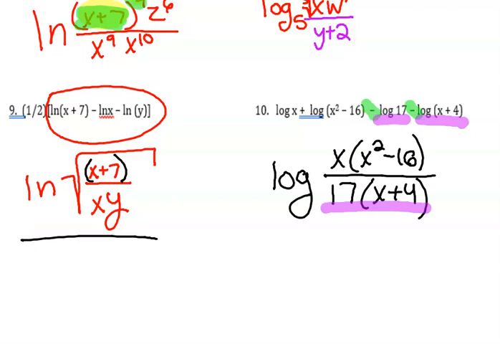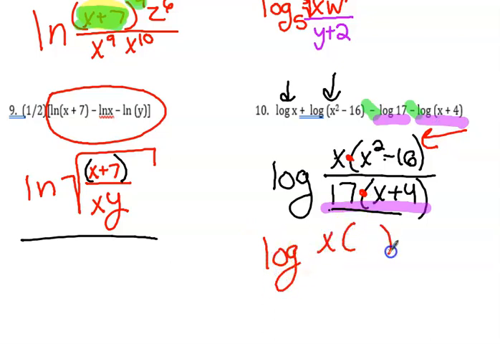All right, so if they're plus, they go on the top. So this one's a positive and this one's a plus. So those two go on the top. And then I have the minus log 17 minus log x plus 4. Those go on the bottom. Okay, from here I notice these are multiplied together. So this I actually can factor. Okay, this is the difference of two squares.